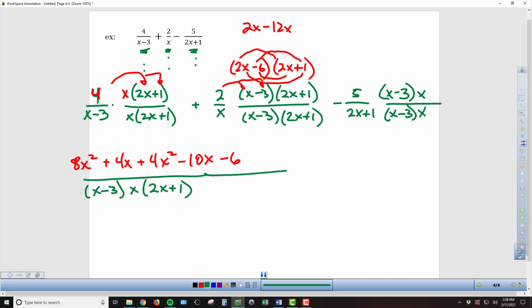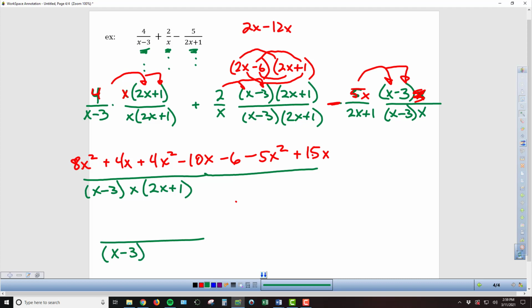But we still have one more piece here. We have to deal with this last fraction. So we have a minus 5 and then x. If we think of this as negative 5x that's being distributed here, we're going to end up with negative 5x squared, and then negative 5x times negative 3 gives us a positive 15x. So the trick is, because this is minus, we're distributing a negative 5x rather than a positive 5x into that set of parentheses.